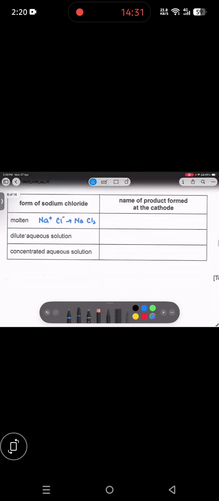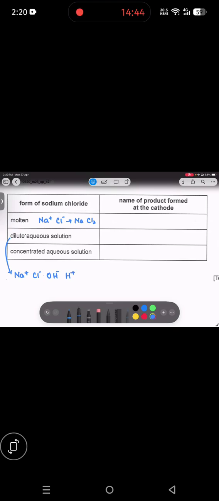Now, complete the table. They have provided us a table. Forms of sodium chloride. We have a form of sodium chloride in a molten state here. So when you have a molten state, the only ions that are present are the sodium ion and the chloride ion. So the product will be sodium metal and chlorine gas. In the aqueous form, the ions present are sodium ion, chloride ion, hydroxide, and hydrogen.